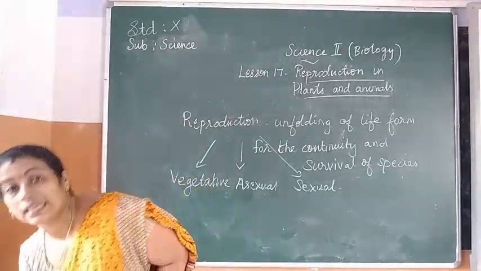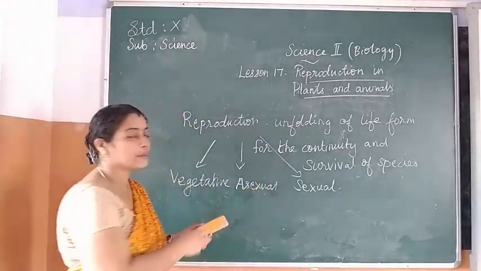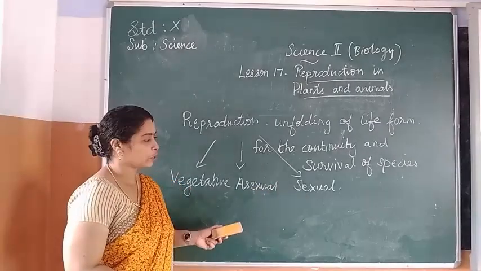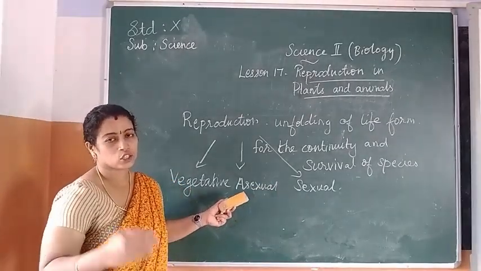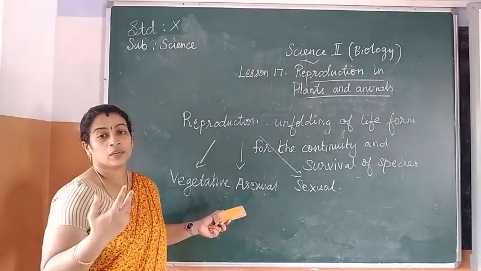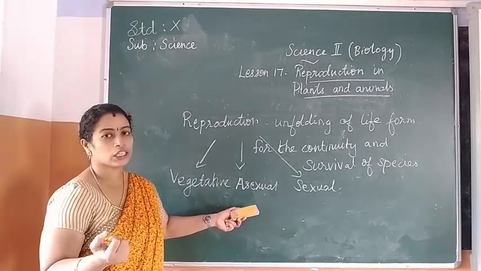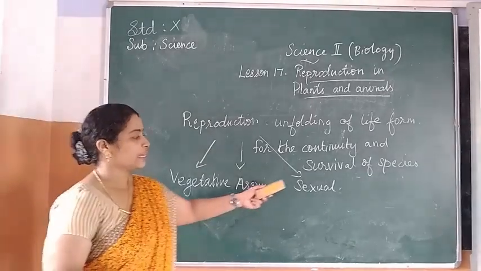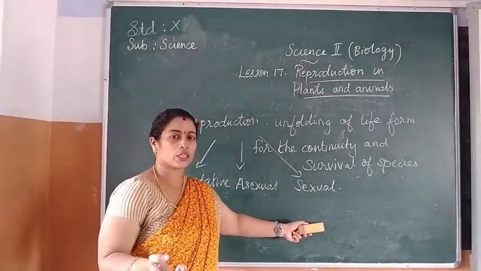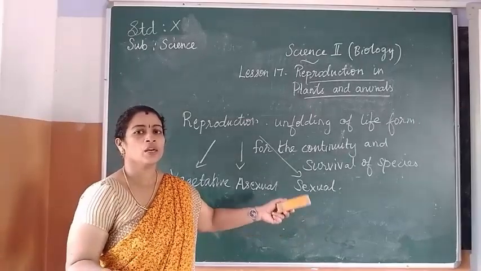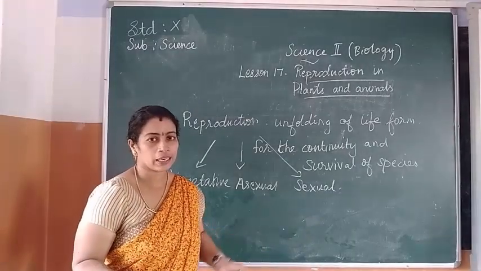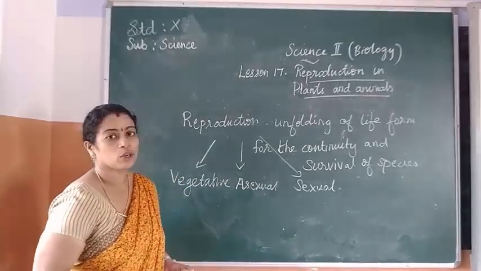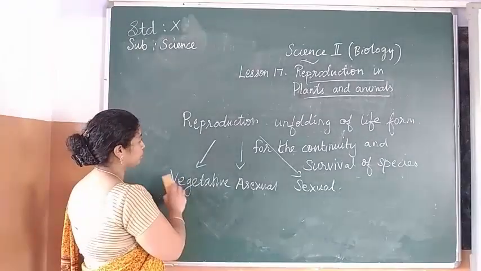So let us see vegetative reproduction. There are three types of reproduction: vegetative reproduction, asexual reproduction, and sexual reproduction. Asexual reproduction also does not take place by gametic fusion; here organisms are produced by spore formation. The last one, sexual reproduction, takes place by the formation of male and female gametes. So these are the three types of reproduction. First we are going to see vegetative reproduction.